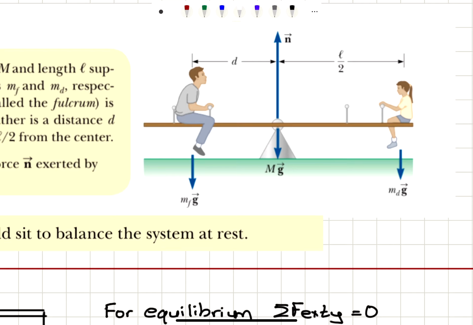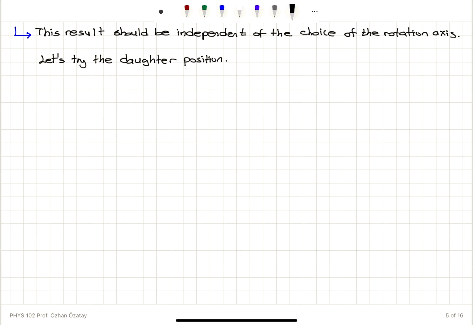So let's see. For the father, we have a perpendicular distance d plus L over 2 from this pivot point, and the weight is pointing down. So using the right hand rule, once again I see that going from the pivot point to the application point of the force, curling my fingers towards the father's weight, pointing down, my thumb points out of the page. So I have in k hat direction mass of the father times g, the weight of the father, d plus L over 2, perpendicular distance, k hat is the torque due to the father.